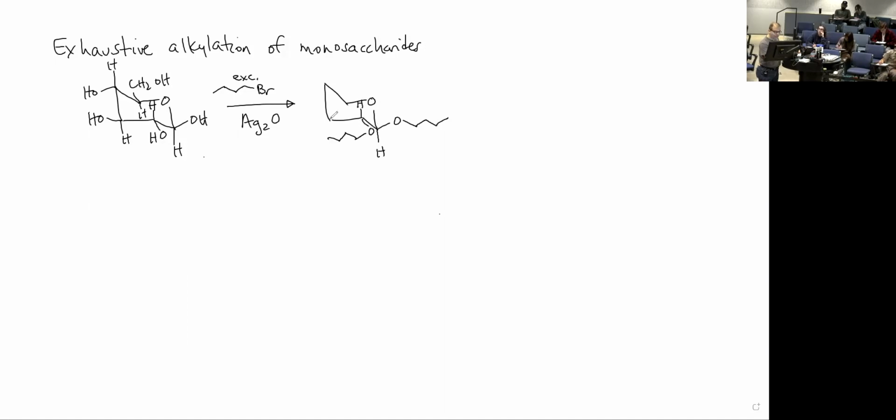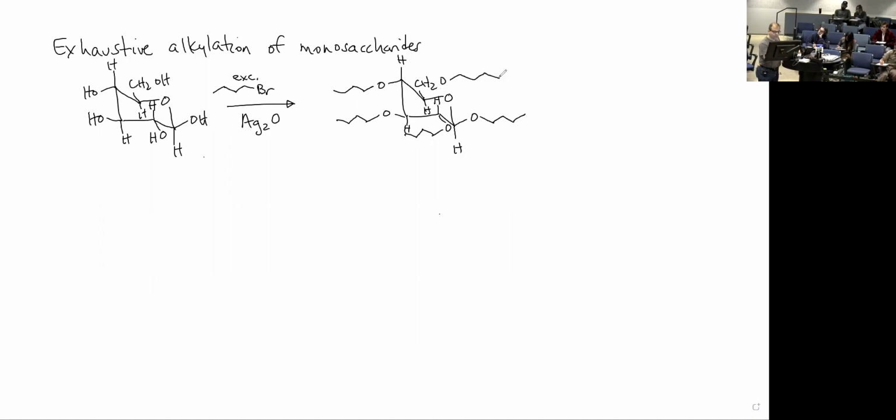1, 2, 3, 4. Let's see if I can do this tricky thing again. One, two, three, 4. 1, 2, 3, 4. CH2O, 1, 2, 3, 4. So that would be the product that you would get.